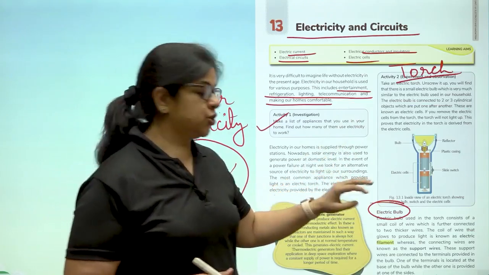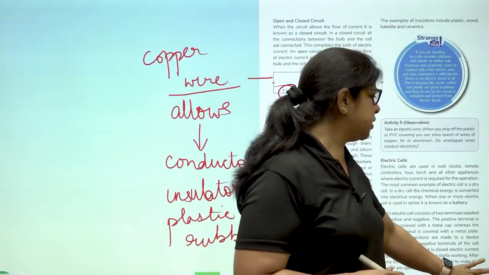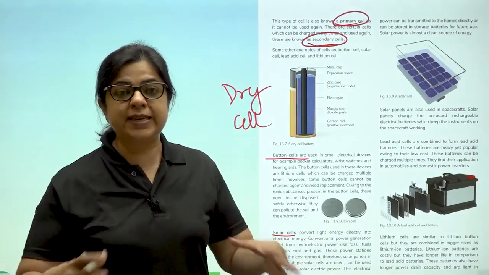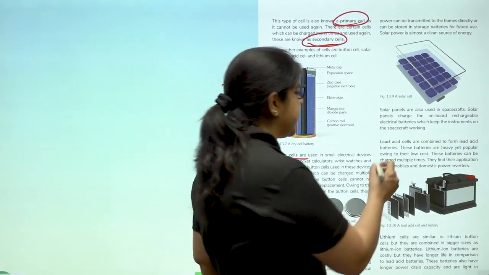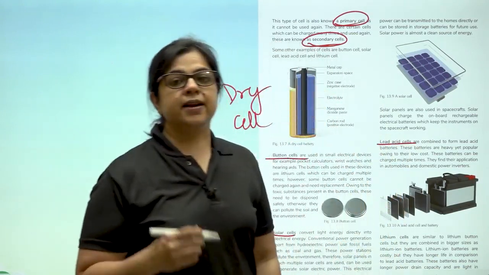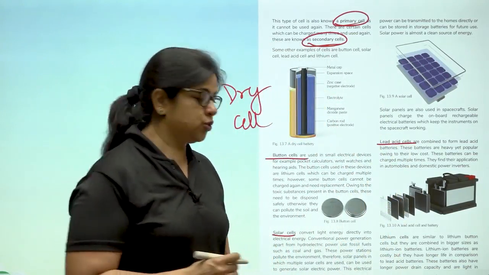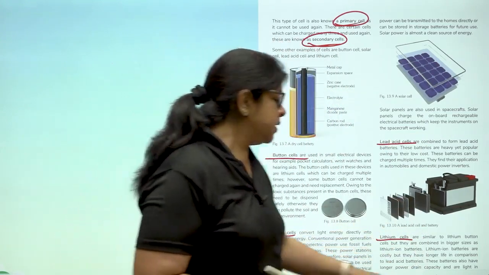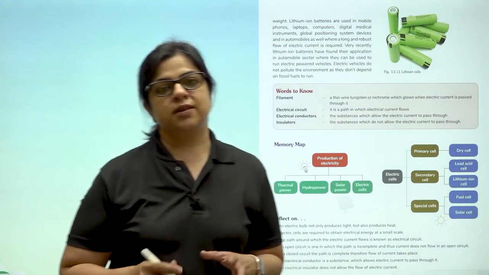Other than the dry cells that are used in a torch and in the remote, there is also another kind of series of cells which are known as batteries. There are lead acid batteries used in automobiles. There are also lithium batteries and lithium cells that are being used nowadays.